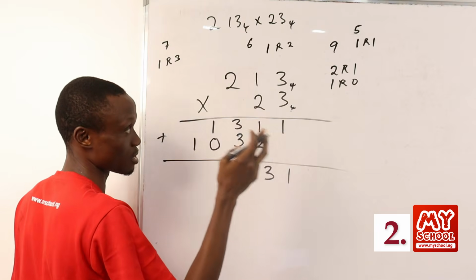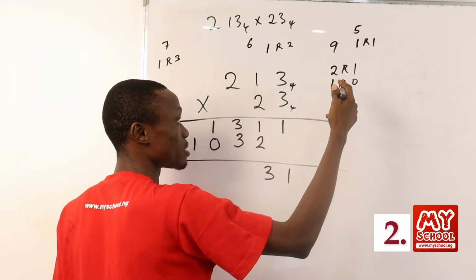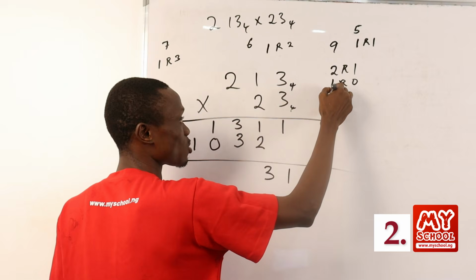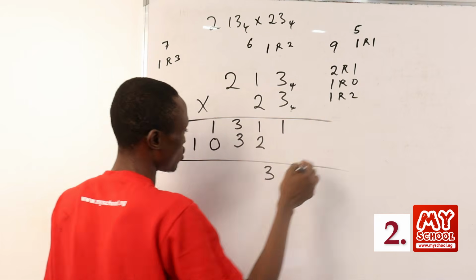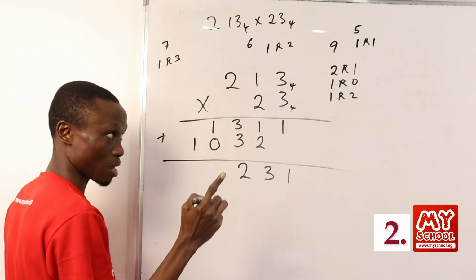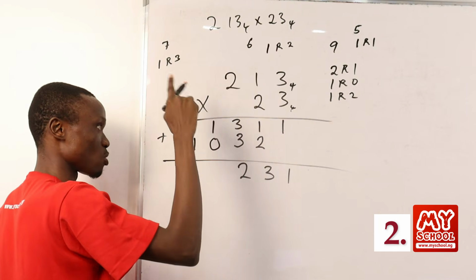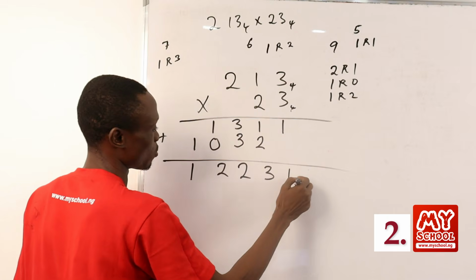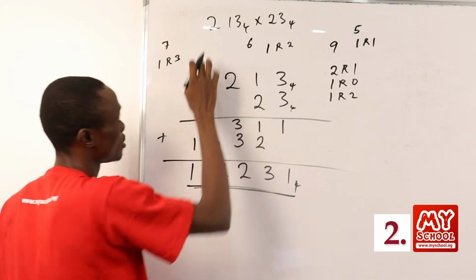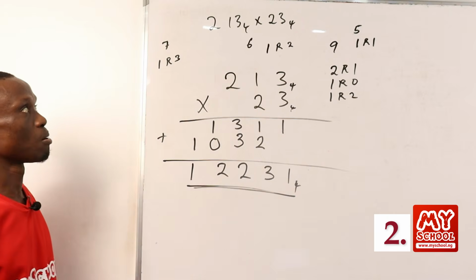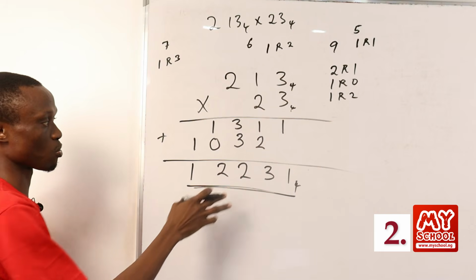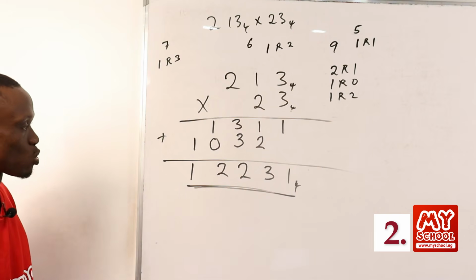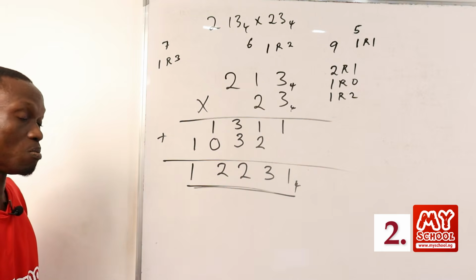Then 3 plus 3 is 6. So how many 4 is in 6? That is 1, remainder 2. So you write down 2 here and you carry that 1. So 1 plus the 1 that you carried, that will be 2. Then you bring this one down. So this is the result of multiplying 213 by 23, all in base 4. This is the result. That is 1, 2, 2, 3, 1 in base 4.